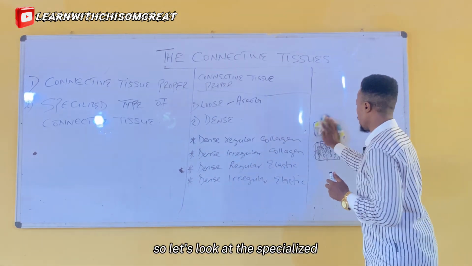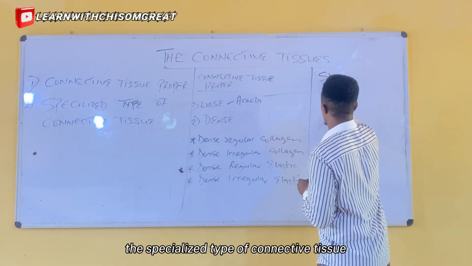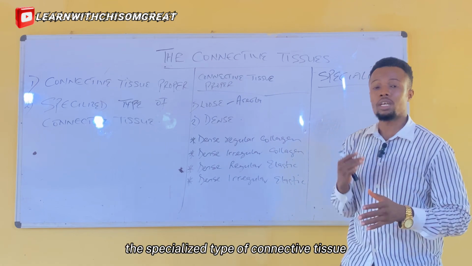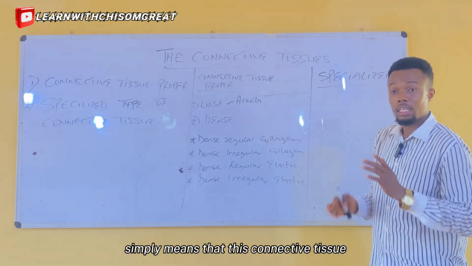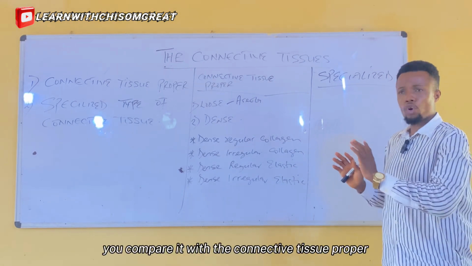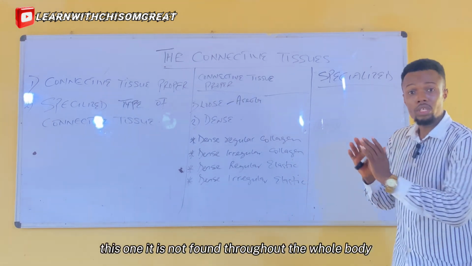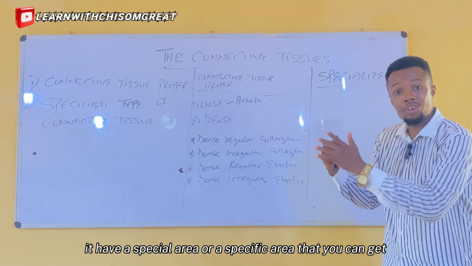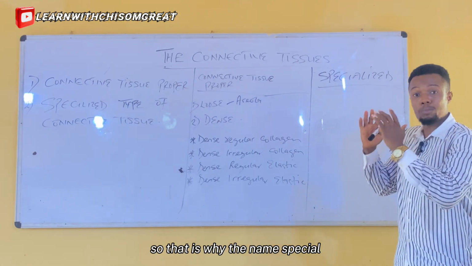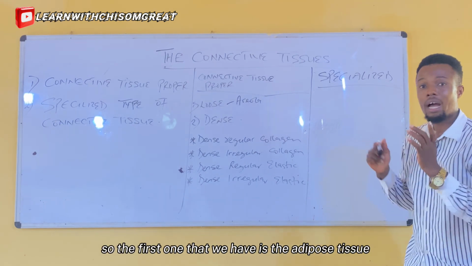So let's look at the specialized type of connective tissue. I've told us that the specialized type of connective tissue simply means that these connective tissues are found in special areas of the body. If you compare it with the connective tissue proper that is found throughout the whole body, notice the difference. This one is not found throughout the whole body. It has a special area or specific areas where you can get this type of connective tissue. So that is why the name specialized type of connective tissue is given to it. So the first one that we have is the adipose tissue.